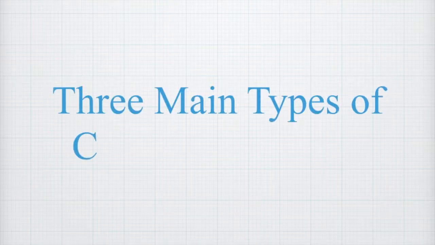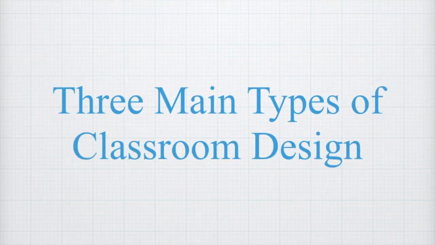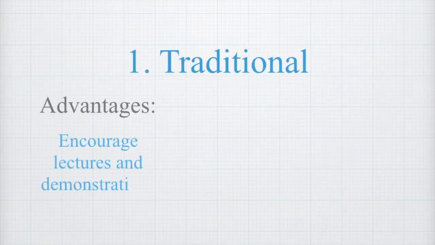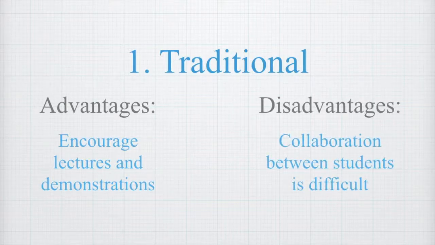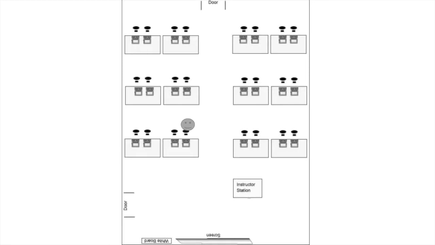There are three main types of classroom design, each with their own advantages and disadvantages. The first is the traditional classroom, like Faust. These rooms encourage lectures and demonstrations but cause collaboration between students to be difficult. Additionally, instructors have a hard time moving around to the different students in this design.